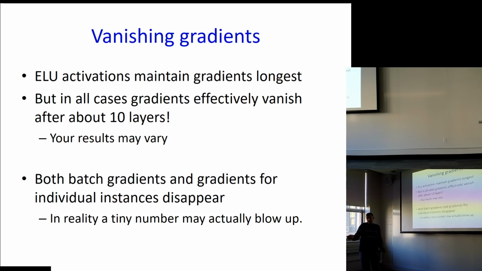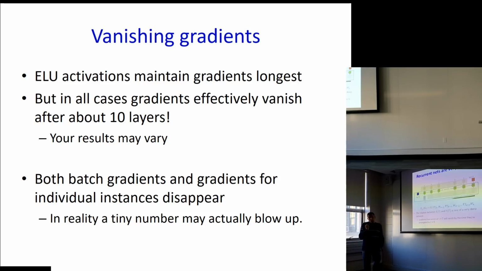And both batch gradients and the gradients for individual instances disappear. So it doesn't really matter whether you're doing stochastic gradient descent or batch gradient descent, the behavior is essentially the same, right? And in reality, they don't all disappear. A very tiny number may actually blow up depending on if some things align up with the weights, right?